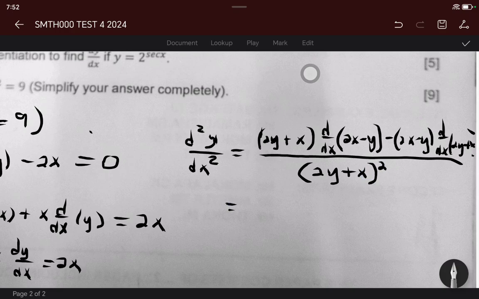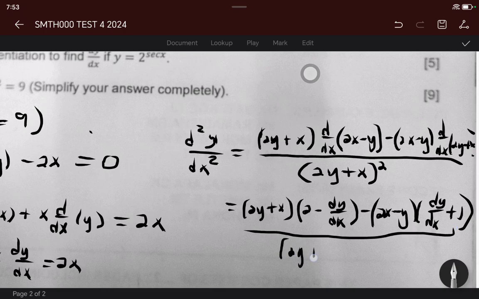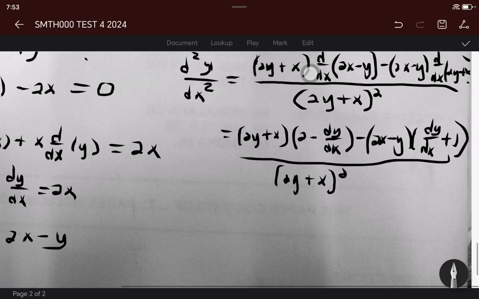And this will just be 2y plus x. When I derive 2x, I'm going to get 2. When I derive a y, I'm going to get dy over dx, minus 2x minus y. Then when I derive 2y, I'm going to get dy over dx. When I derive x, I'm going to get 1, which this will still be over 2y plus x squared.